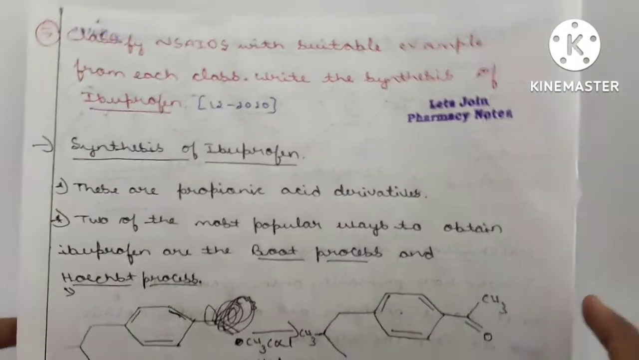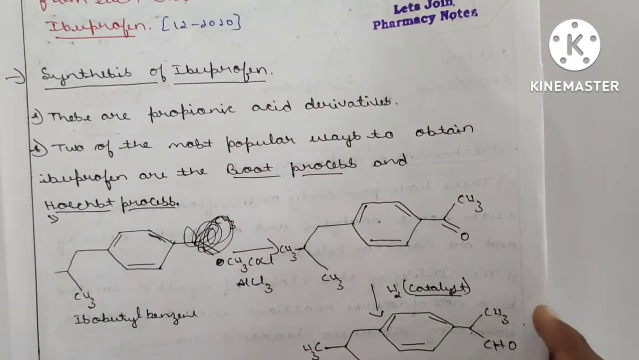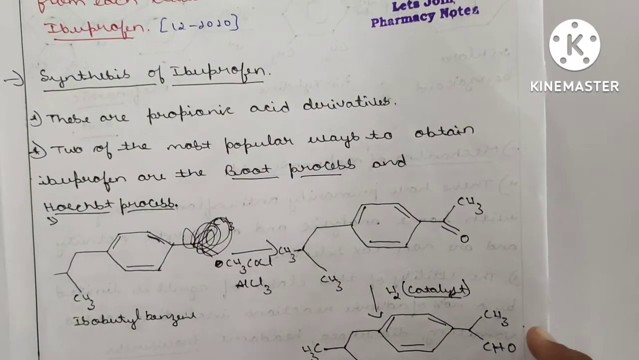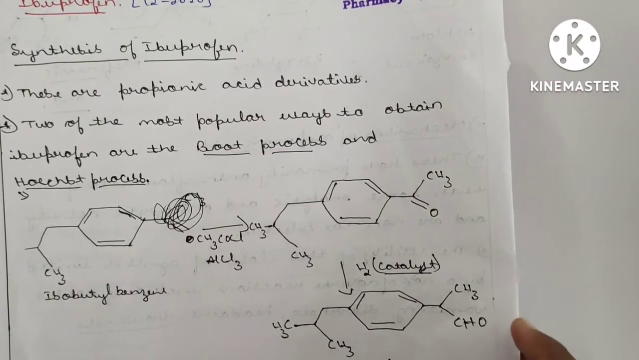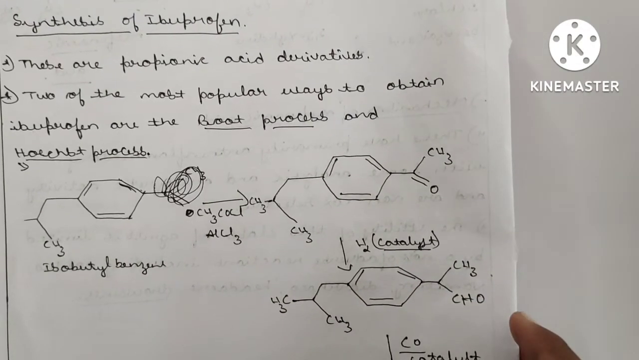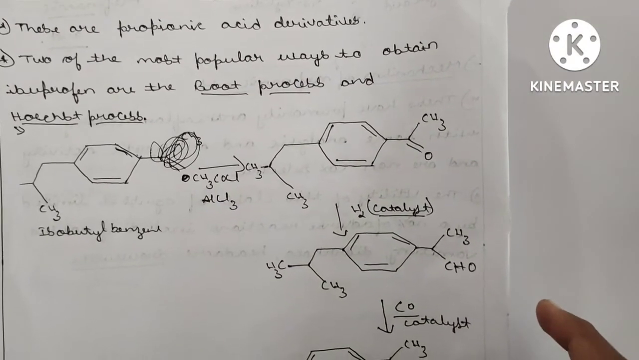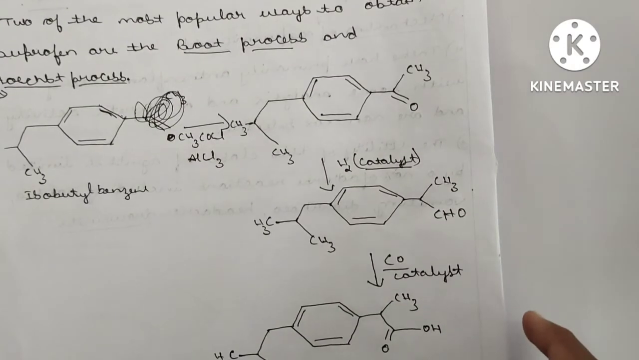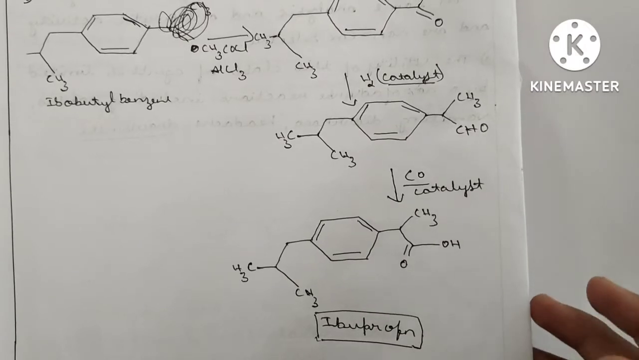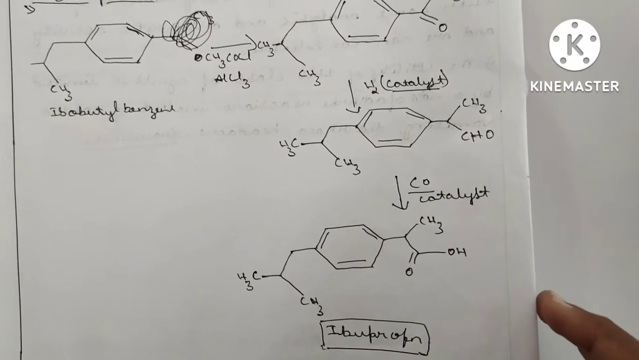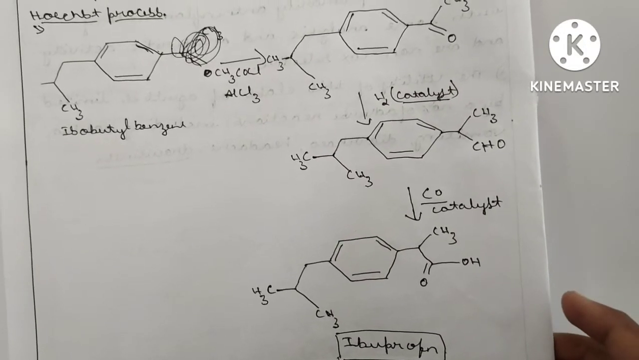Synthesis of ibuprofen is very simple. Isobutylbenzene reacts with CH3COCl, acid chloride, in the presence of aluminum chloride, and you get one complex product, which reacts with hydrogen in the presence of a catalyst. There will be formation of one more complex product. That complex product again reacts with carbon monoxide in the presence of a catalyst, forming ibuprofen. You know that ibuprofen is a painkiller, an NSAID drug which is used to treat pain and inflammation.